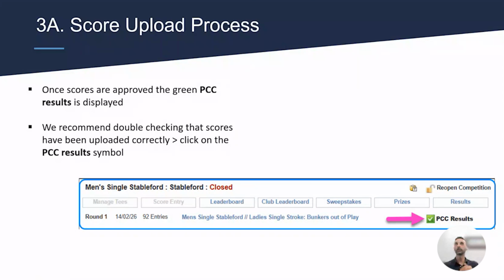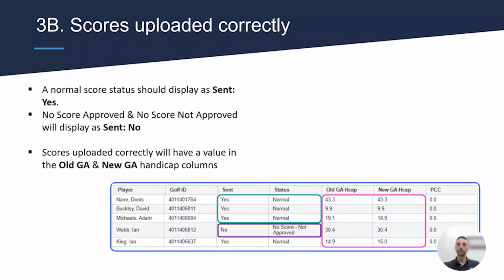So I've got an example here of what we would consider a good score upload. So what you're looking for firstly is the sent column. Anyone that's submitted a normal score should be yes. And the no's should generally be no score not approved or no score approves. And you also want to be looking at the old and new GA handicap fields. Both of those columns should be populated with data. And I have some examples here of what it looks like when it hasn't gone through correctly.